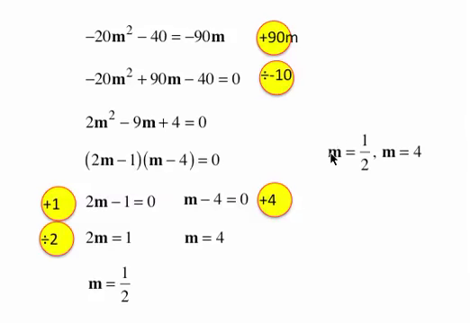When you put it into the program, you have to put them in increasing order, right? So smallest first, then larger, so m equals 1/2, comma, space, m equals 4. The other way you can answer is you can just put a solution set. So 1/2, comma, 4, but make sure it's smaller to larger. And that's it. That's how you solve a second degree equation.